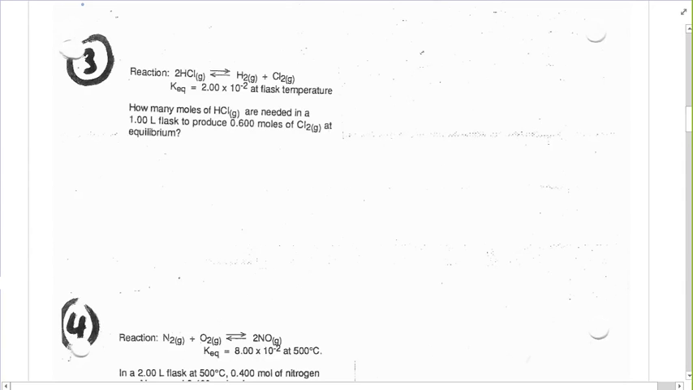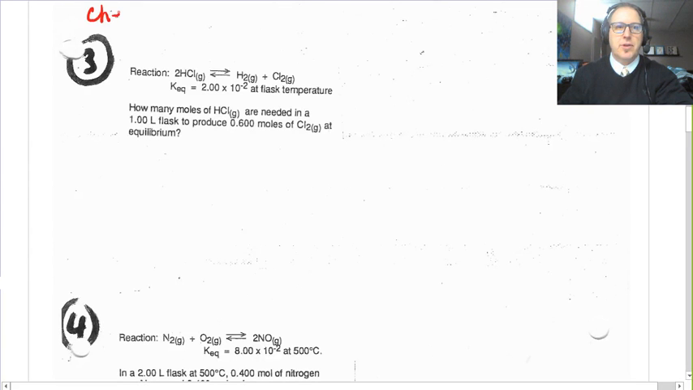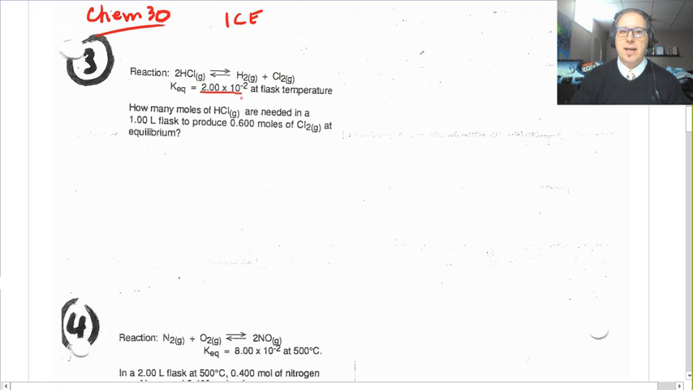All right, so this is Chem 30, and we are looking at ice charts. This is question number 3 from possibly a handout assignment that you've gotten from me. It says: in the reaction 2HCl is in equilibrium with H2 and Cl2. Here's the KEQ, which is a number that's going to be pretty important a little bit later.